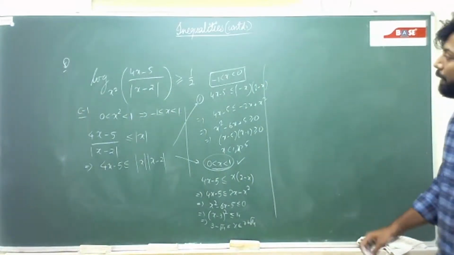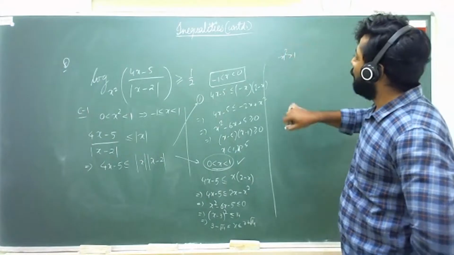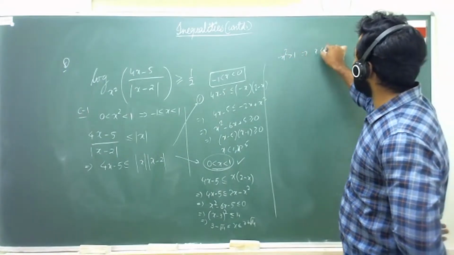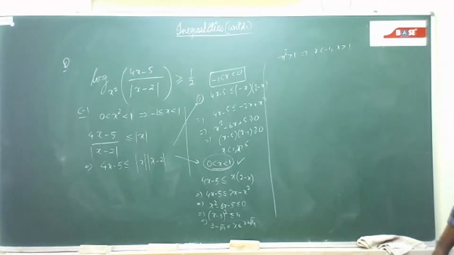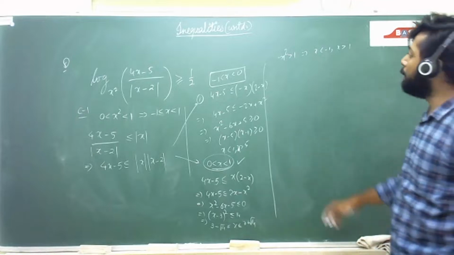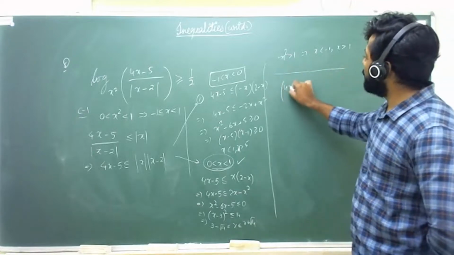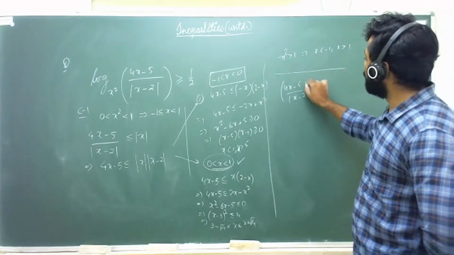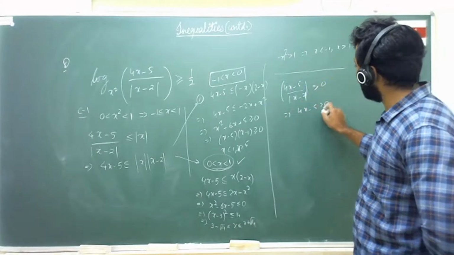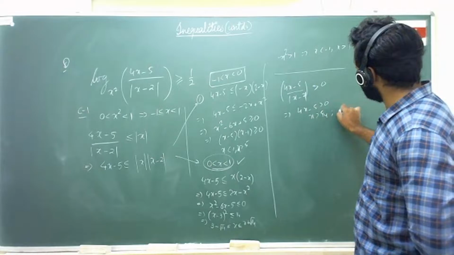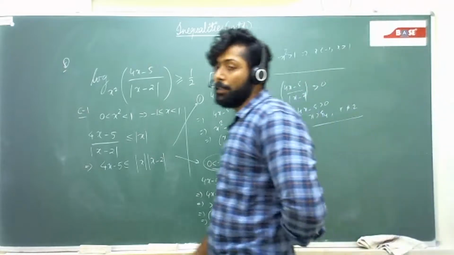Secondly, we need to find it for the other case, x square more than 1. x square more than 1. So we have x is less than minus 1, x is more than 1. We have to do the cases along with it. Along with it, we need 4x minus 5 divided by mod of x minus 2 to be positive because log has to be valid. So 4x minus 5 has to be positive. So x is more than 5 by 4. Along with this, x not equal to 2. The denominator should not be 0.